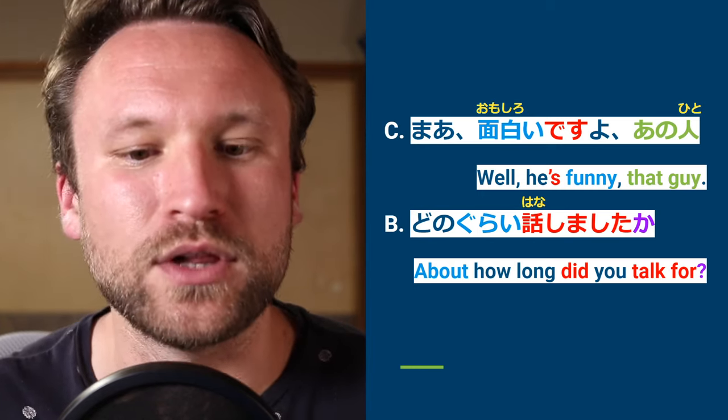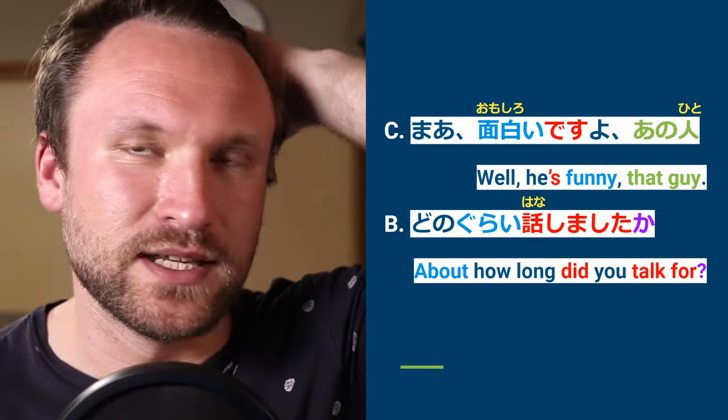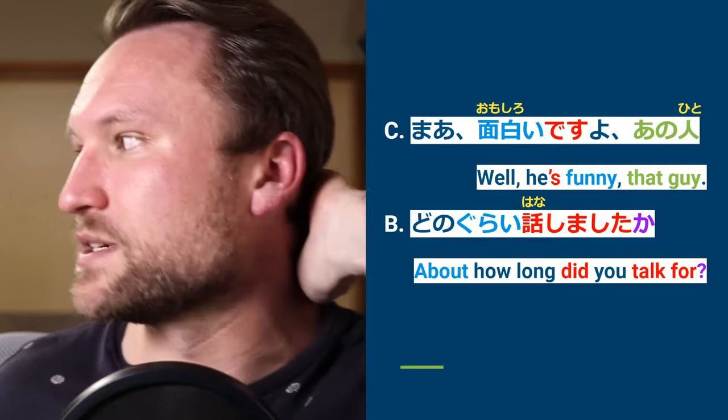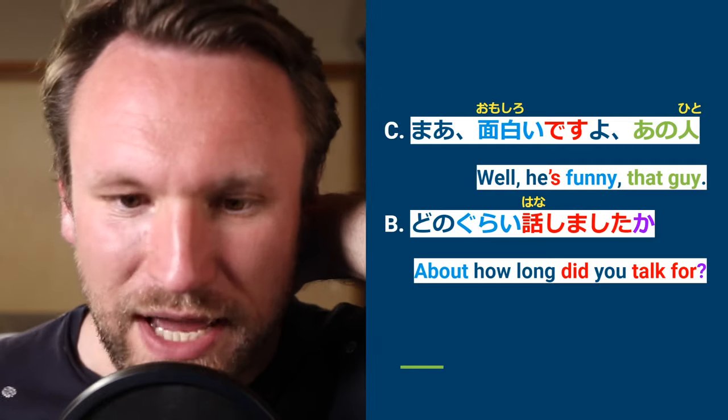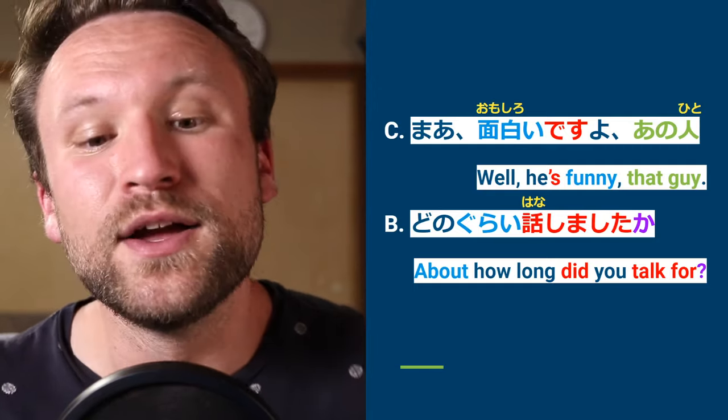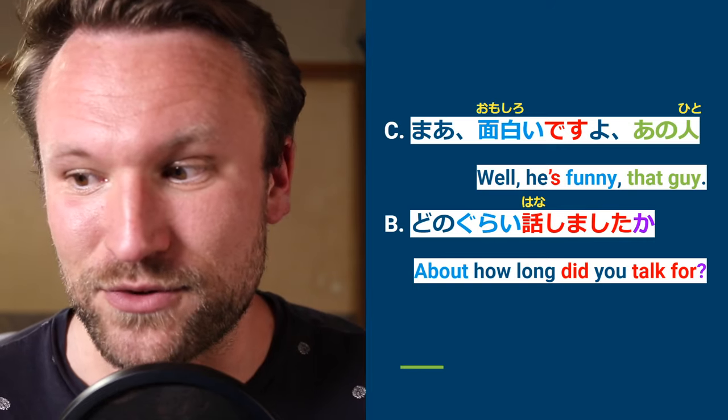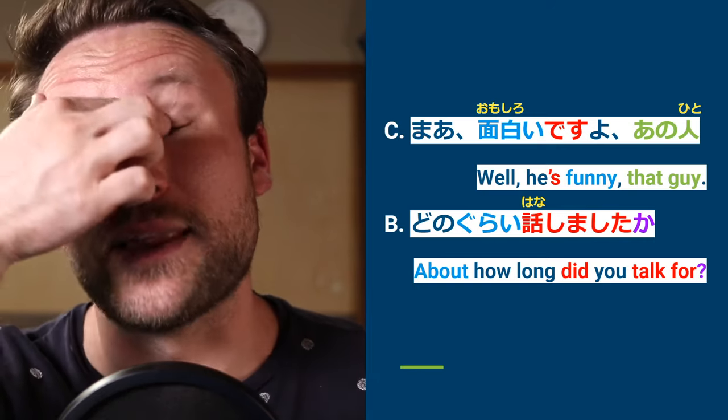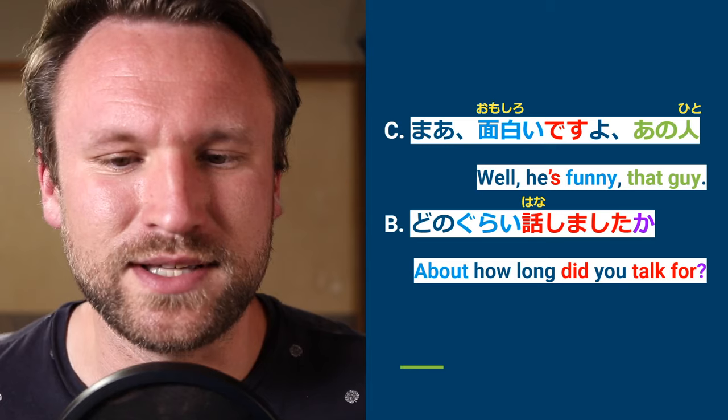どのぐらい is how long. Right. That's actually a set phrase, isn't it? どのぐらい is a set phrase that means how long. Sorry, I didn't cover that here. I had to read it out loud for me to remember this. That means how long, but it can also be translated as about how long.